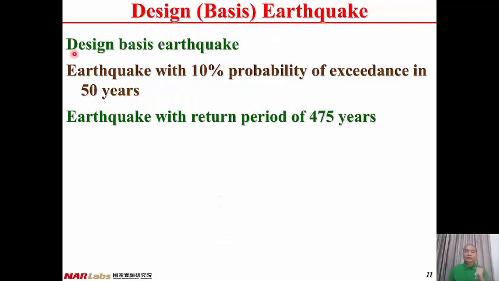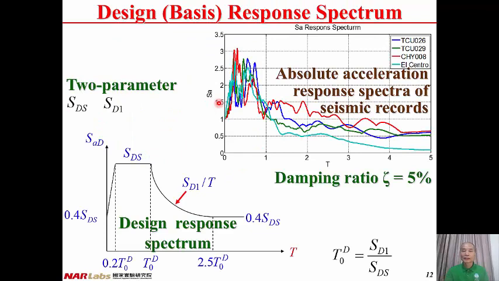Therefore, we have 3 names for the design basis earthquake. Design basis earthquake is an earthquake level for the design of structures. You can call it a design basis earthquake, or an earthquake with 10% probability of exceedance in 50 years, or an earthquake with a return period of 475 years. Therefore, for the design basis earthquake, we have 3 names to call this earthquake level.